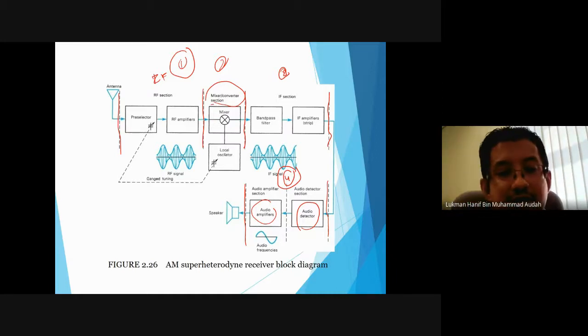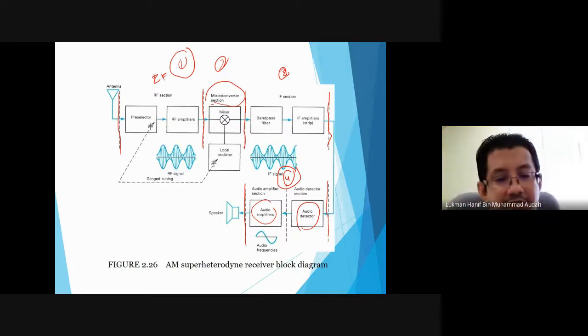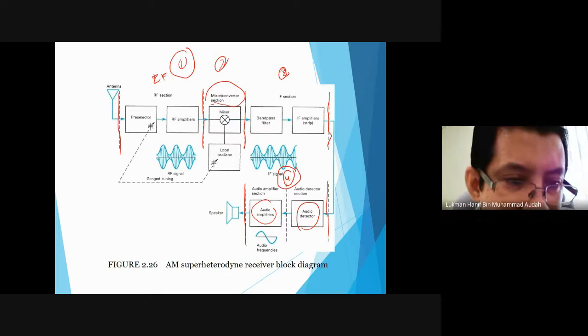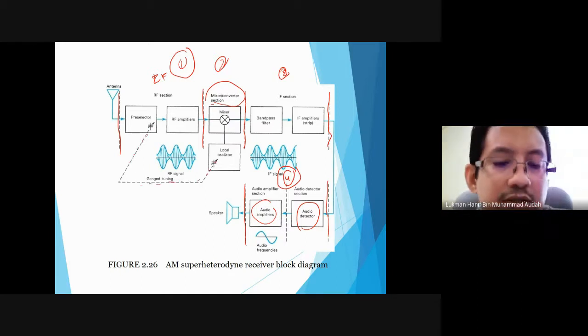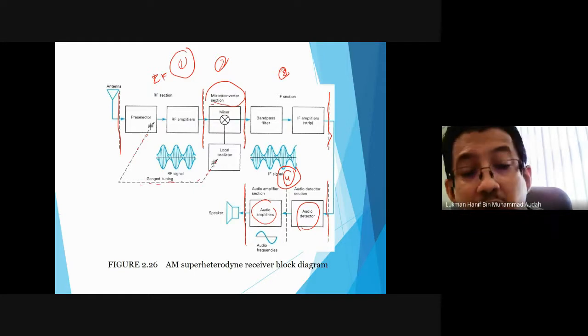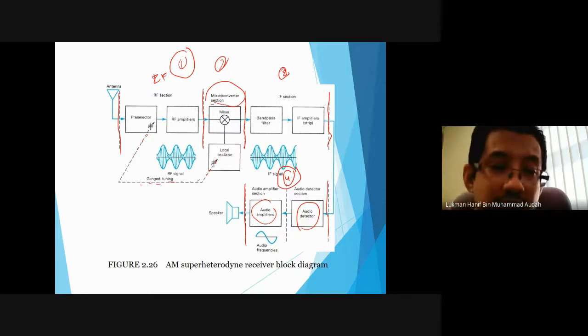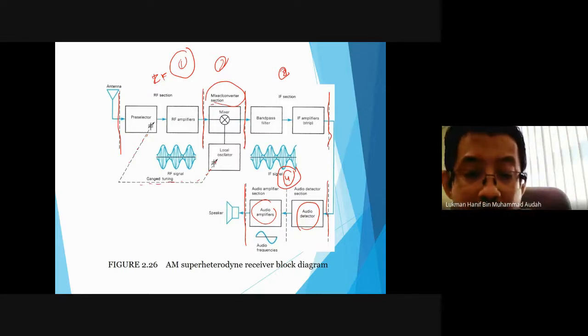Okay. Dan kalau you lihat daripada gambar ini, ada satu dotted line ini. Okay. So pre-selector dan juga local oscillator, dia gang tune. Gang tune ini bermaksud kita tune pada frekuensi yang sama. Pre-selector dan juga local oscillator, kedua-dua ini akan tune pada frekuensi yang sama.